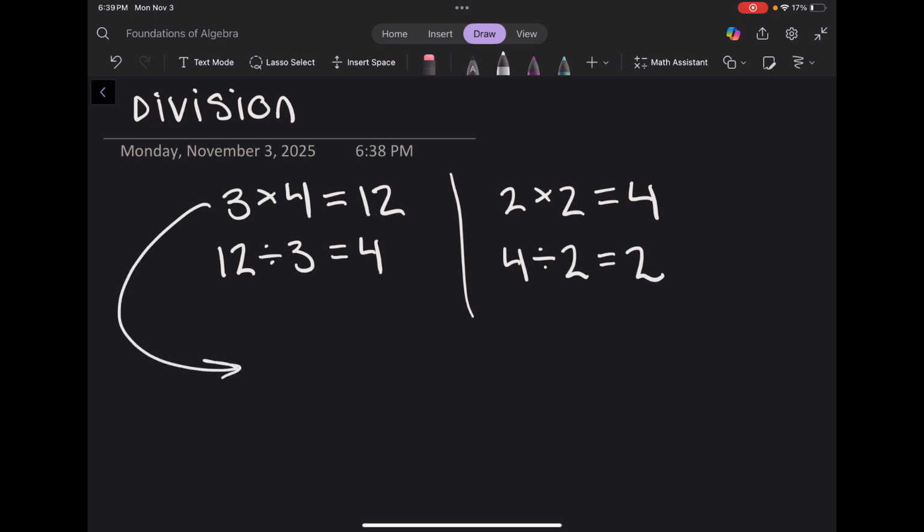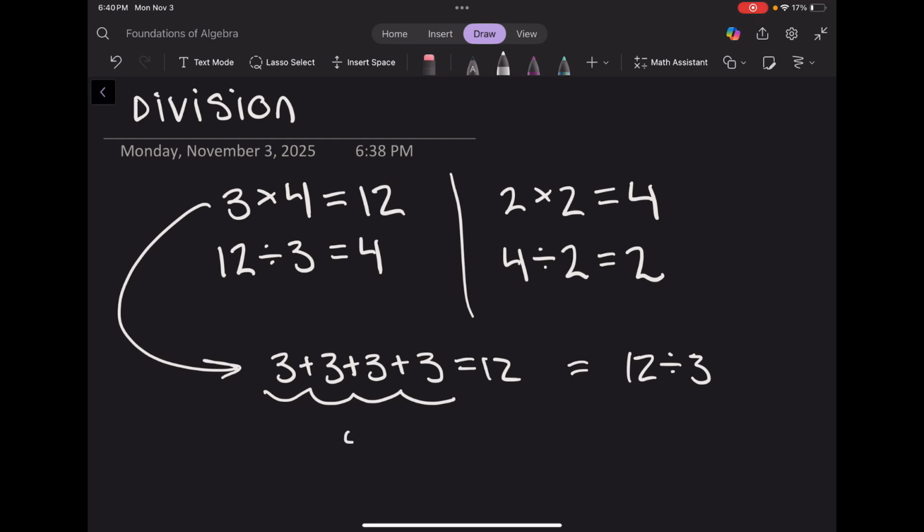So in multiplication, 3 times 4 looks like 3 plus 3 plus 3 plus 3. Because what multiplication is asking is, it's taking a number and adding itself multiple times. And what division is asking is, if we're doing 12 divided by 3, how many steps did that take? Well, that took 4 steps.